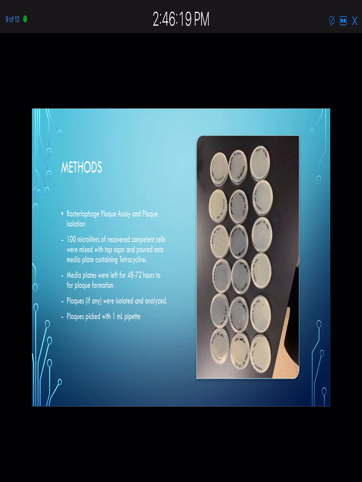If there were any plaques, they were isolated and analyzed. They were isolated by groups, so that we wanted to take the most isolated ones away from grouped plaques to pick with a 1 milliliter pipette. These were then placed into LB broth, around 100 microliters, and then they were set in the fridge. What we're looking for here is any differences in size or shape of the plaques.